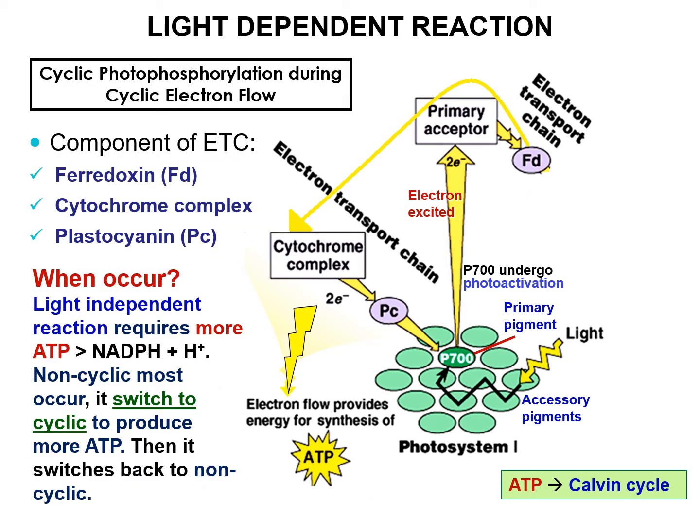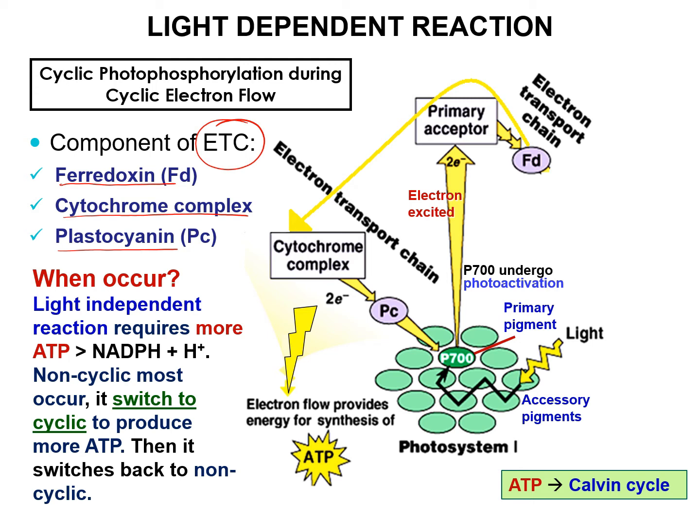The component of light-dependent reaction includes the ETC. Okay, ETC is electron transport chain, almost similar to what you have learned in cellular respiration. But what differs is the component itself. ETC in photosynthesis includes ferredoxin, cytochrome complex, and plastocyanin.